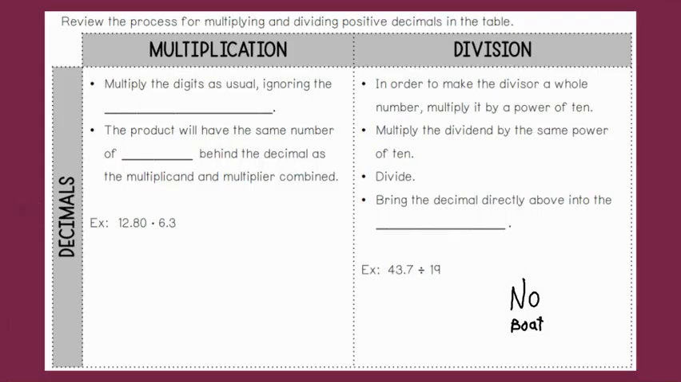So just to remember the rules of multiplication: multiply the digits ignoring the decimals. The product will have the same number of digits behind the decimal as the multiplicand and multiplier combined. So in our example, 12.8 times 6.3, you put it into the calculator, and that many decimals will show after. That being said, we have a 0 there, so it's going to end up with 86.4 in your calculator. There is a 0, but it gets dropped because it's not significant. So it does have 3 decimal places, but 2 are going to show up in the calculator.